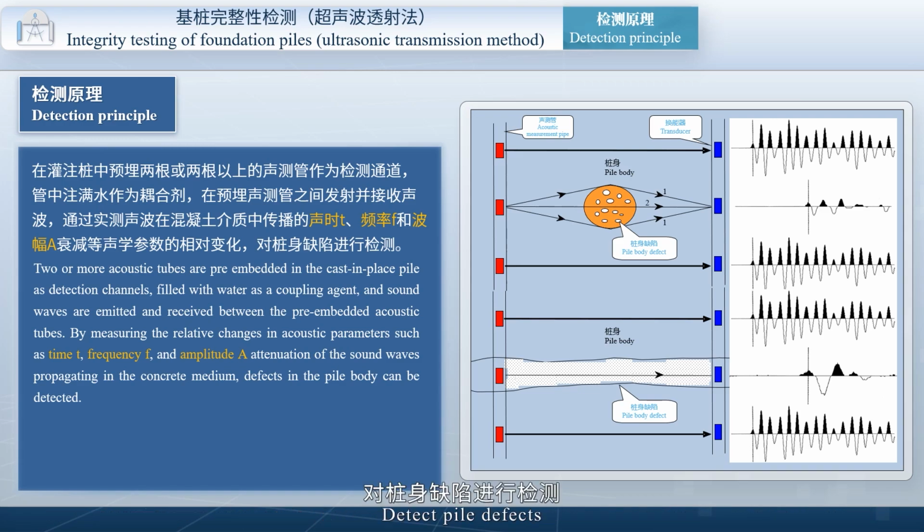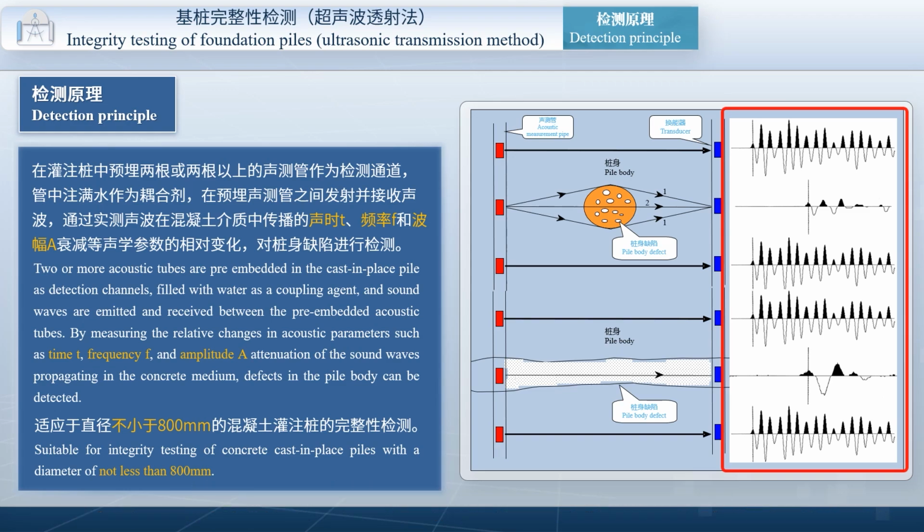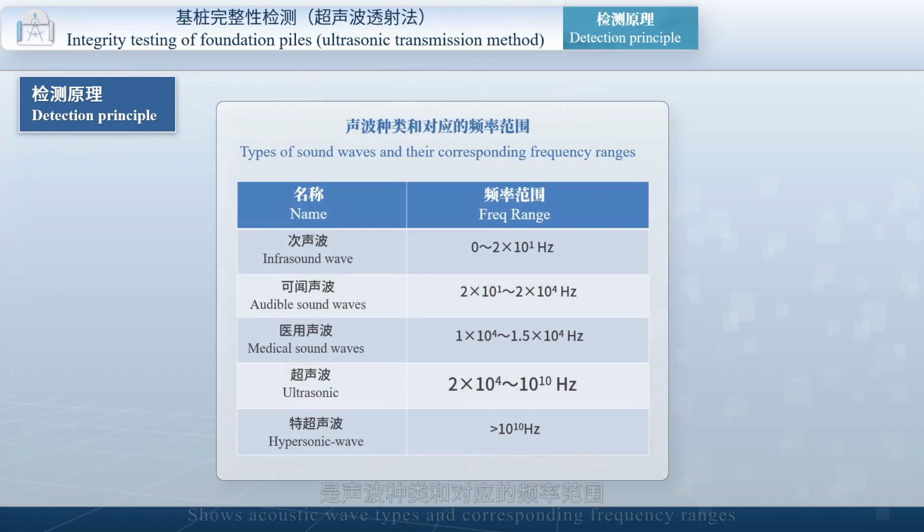Detect pile defects. It is suitable for integrity inspection of cast-in-place concrete piles with diameters not less than 800 millimeters. Below shows the types of sound waves and their corresponding frequency ranges.